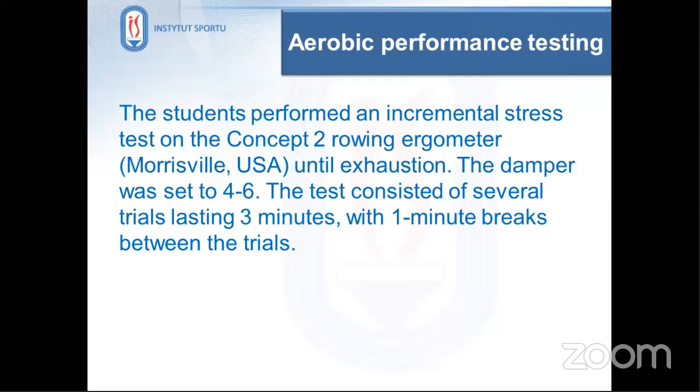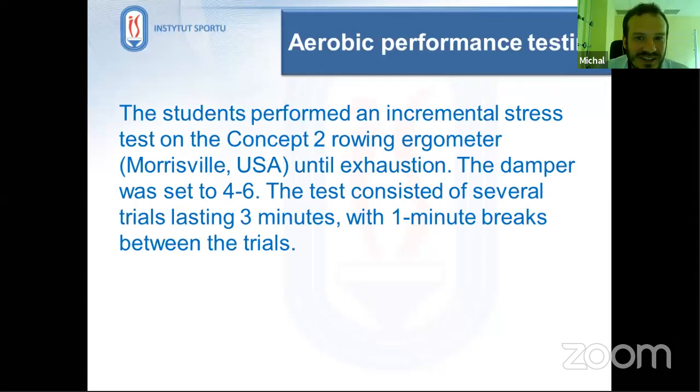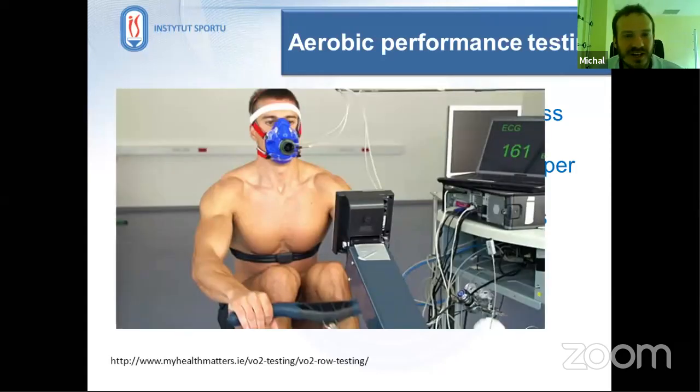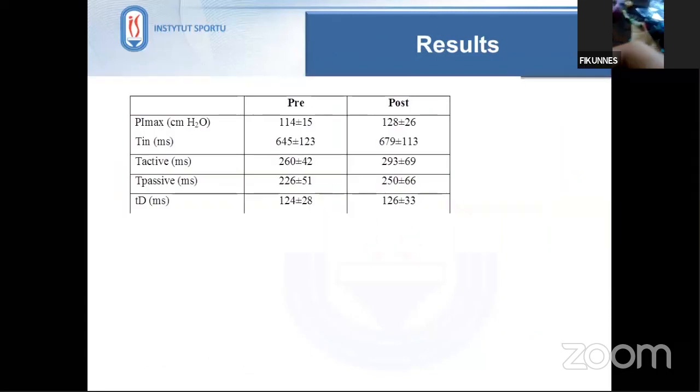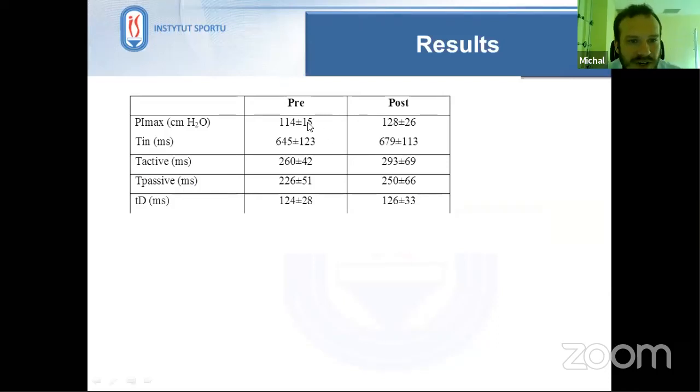So students performed incremental tests on the rowing ergometer with the measurement of all gas exchange, of VO2 max, and other breathing indices which can have impact on performance. And what were the results? So inspiratory muscle pressure increased, but not statistically significant.